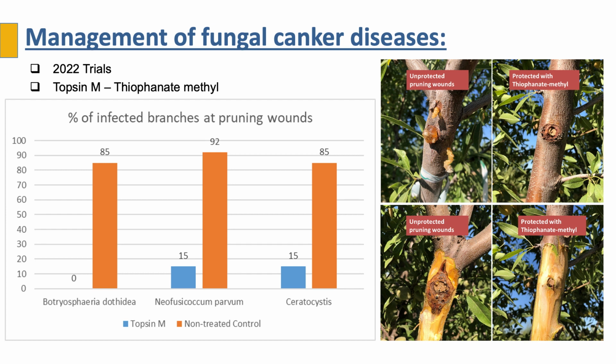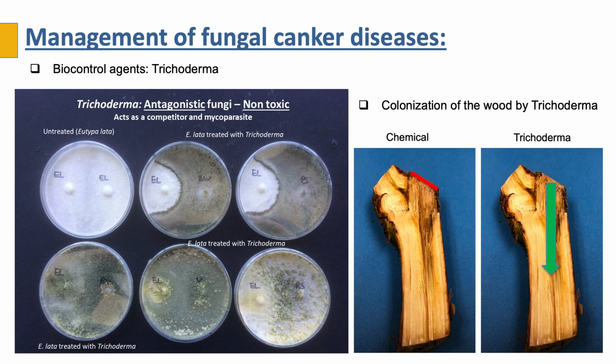So these are quick illustrations, but you see the effect of Topsin on the pruning cut when it's applied. The cankers do not develop after Topsin applications on the pruning cut compared to a non-treated control. Trichoderma, again, moves inside the wood, so it's a very interesting biocontrol agent because it can colonize within the pruning cut and the branch and sort of compete against any canker pathogens.